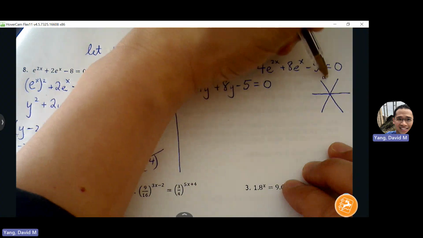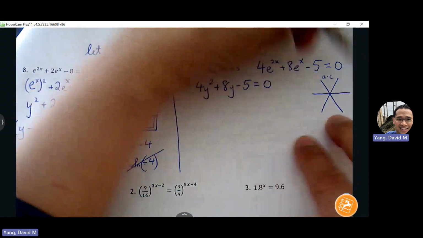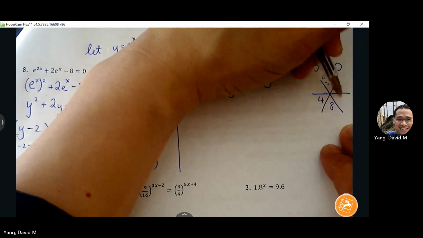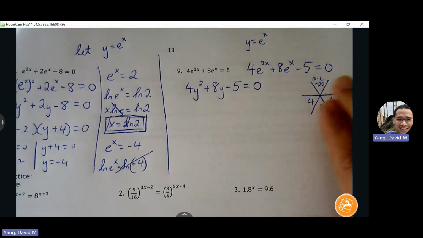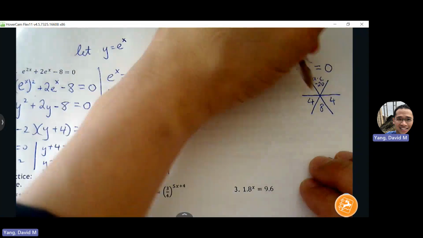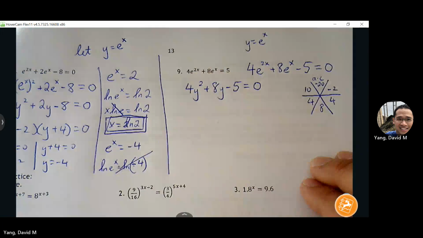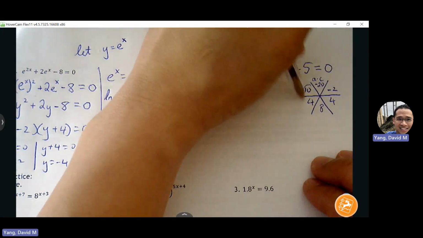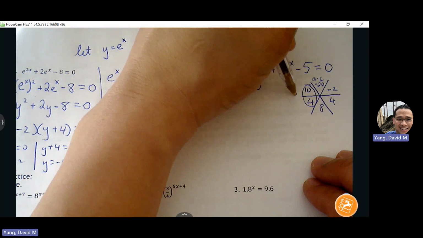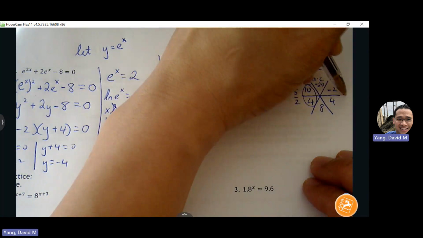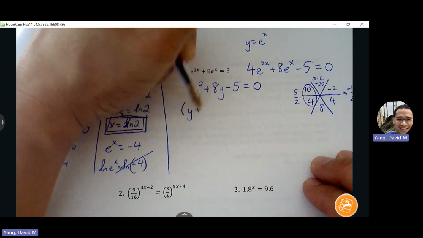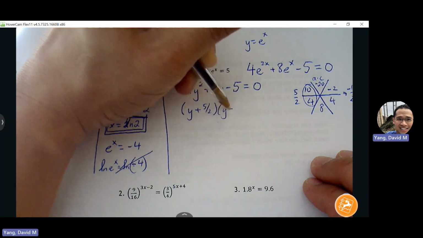So this is a little bit of star method here, because your A is not 1. Basically, you have to figure out what multiplies to be 4 times -5, which is -20, and adds to be 8, with coefficients of 4 in play. Those two numbers will be 10 and -2. 10 times -2 is -20, and 10 minus 2 is 8. Reduce: 10 over 4 is the same thing as 5/2, and -2/4 is -1/2. So I can say y plus 5/2, y minus 1/2.